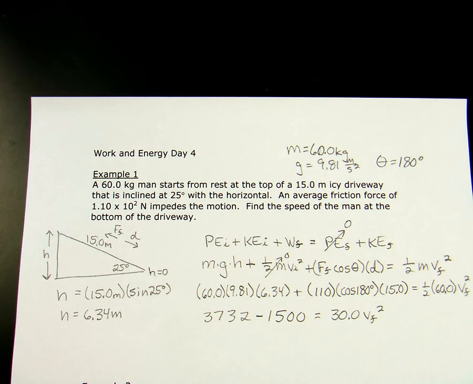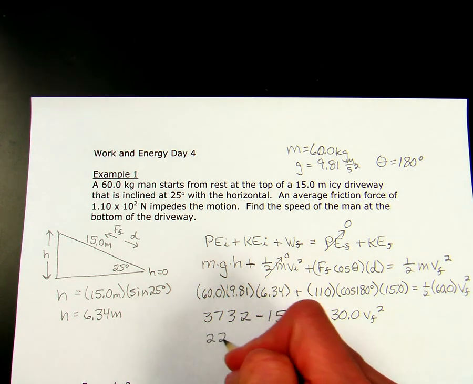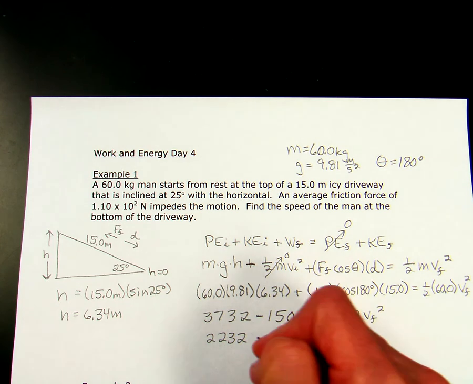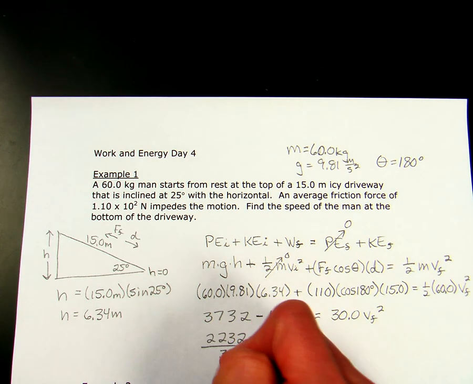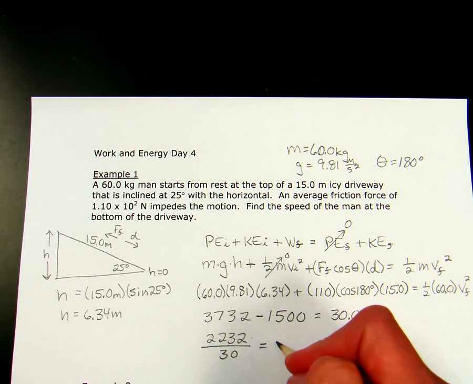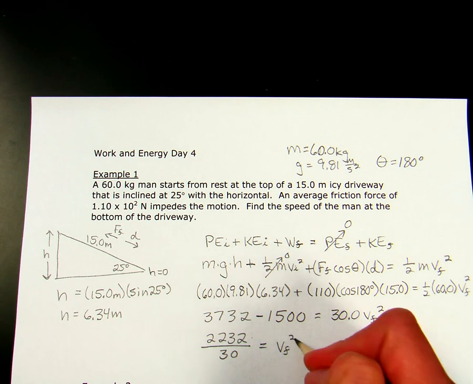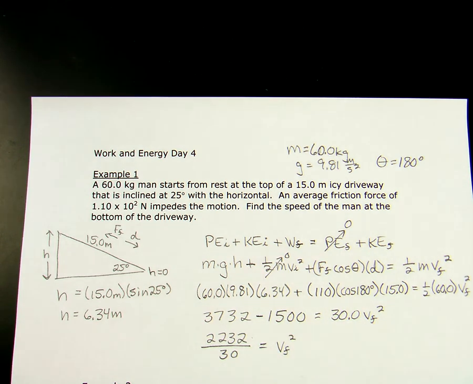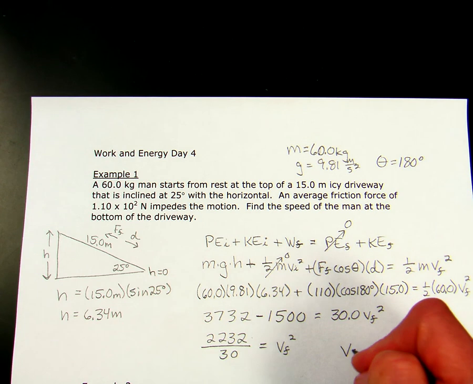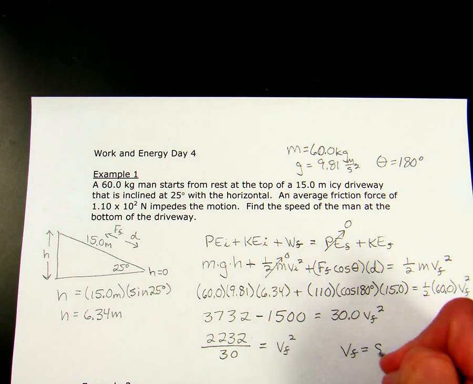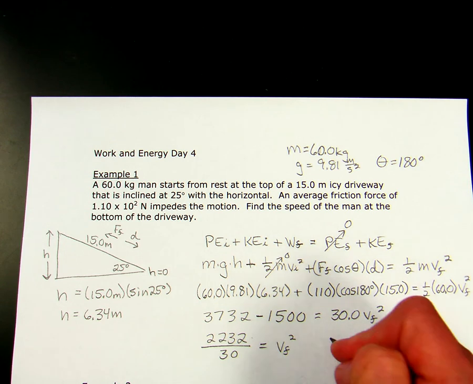So now I have to subtract: 3732 minus 1500, 2232, divided by 30 is going to be v final squared. And when I do that arithmetic, I end up getting a final velocity at the bottom of the hill of 8.62 meters per second.